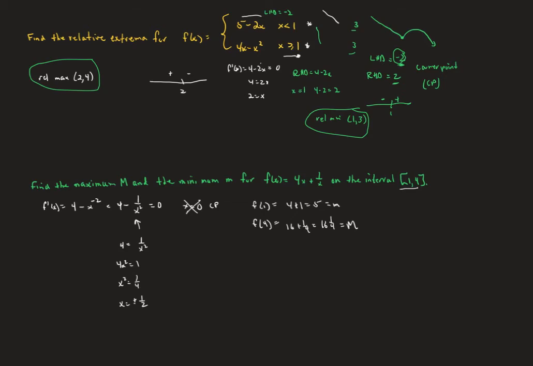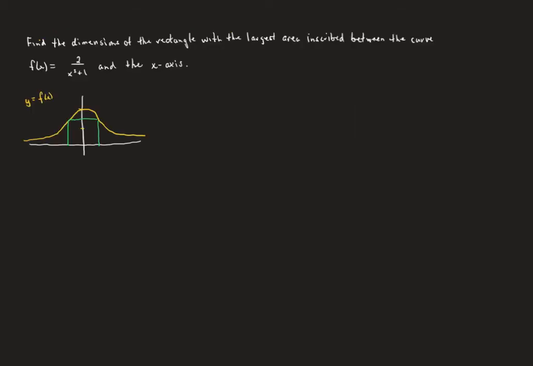All right, next panel. Here we are going to see that we have this crazy function, f of x equals 2 over x squared plus 1, which is graphed for us in yellow. And we are going to find the dimensions of a rectangle of largest area inscribed between the curve and the x-axis. And a representative rectangle is shown in green there.